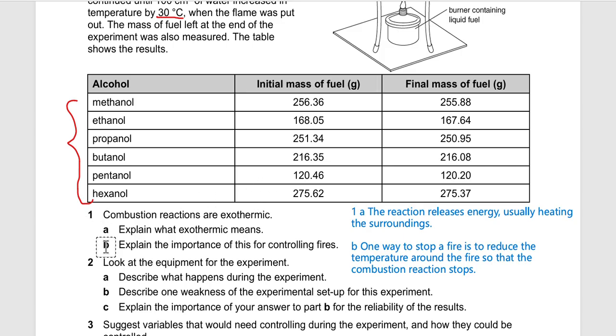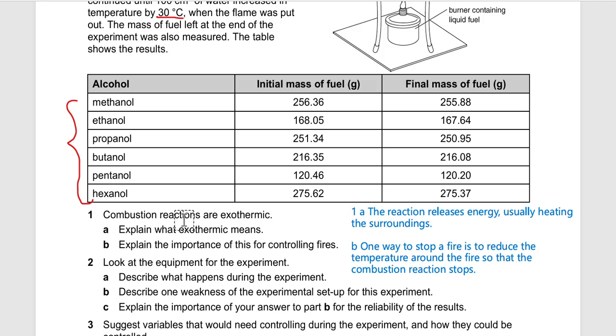Then they are saying explain the importance of this for controlling fires. So now they are referring to the fire triangle. Remember the fire triangle? What is there in the fire triangle? Oxygen, fuel and heat. So one of the things that is necessary for a fire, for a combustion to take place. So exothermic means heat is being released to the surrounding, which is also an element in the fire triangle which can elevate a fire or combustion process, right?